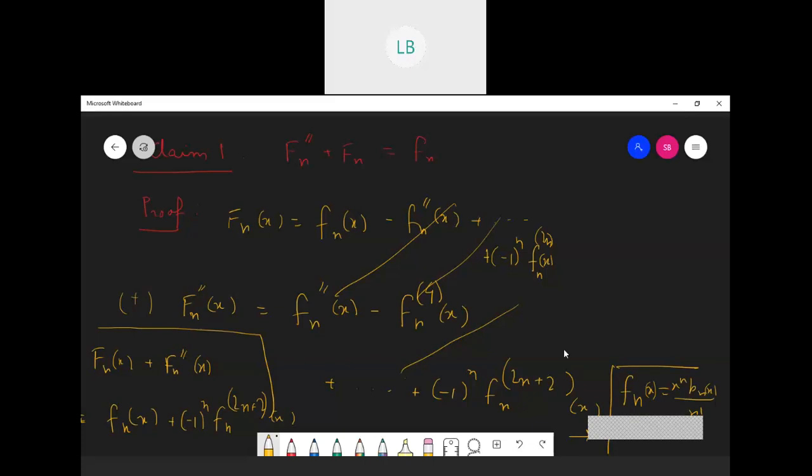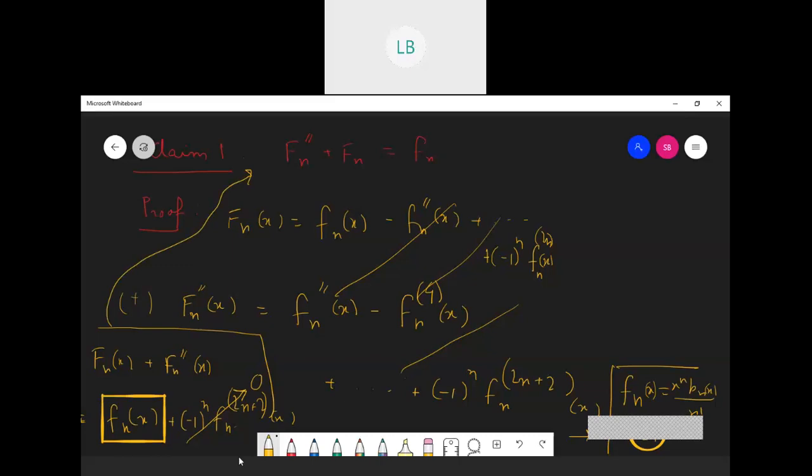Okay, so we know the degree of f_n(x) is 2n, right? So then the (2n+2)th derivative will be 0, right? The degree of f_n is 2n, and we are taking the (2n+2)th derivative of that f_n. Now it should be 0, right? Then we are left with only f_n(x). Thus, we have proved our claim, that is capital F_n plus capital F_n double prime is equal to small f.